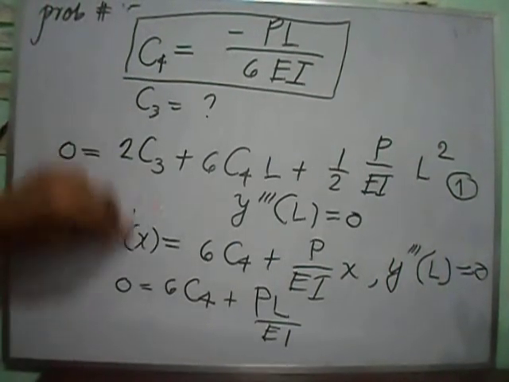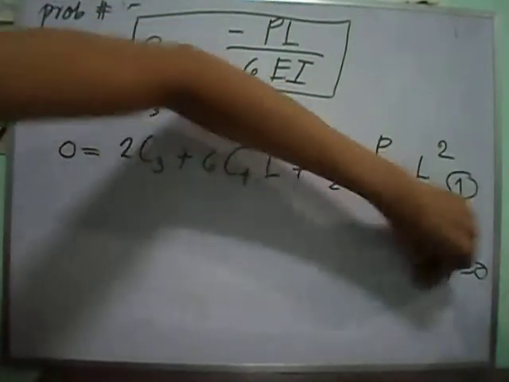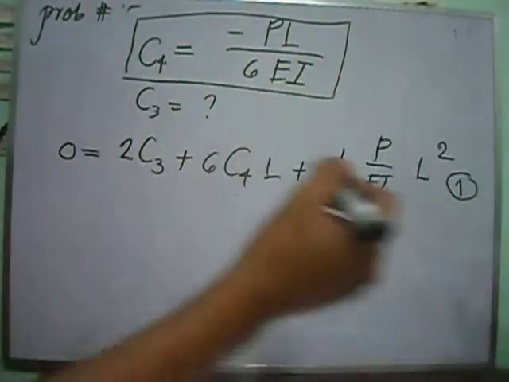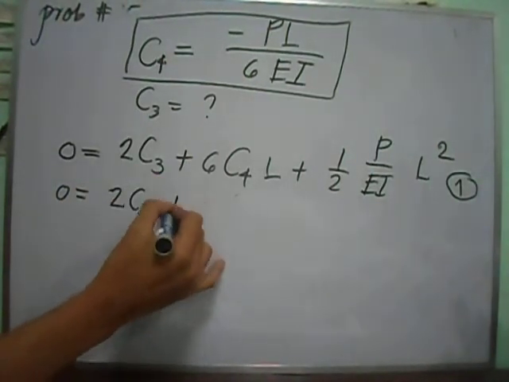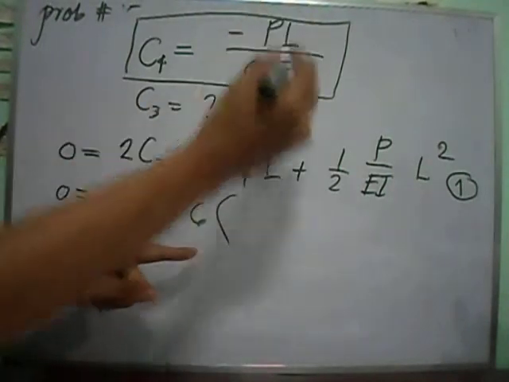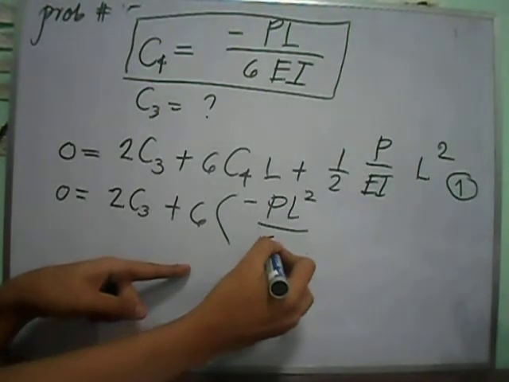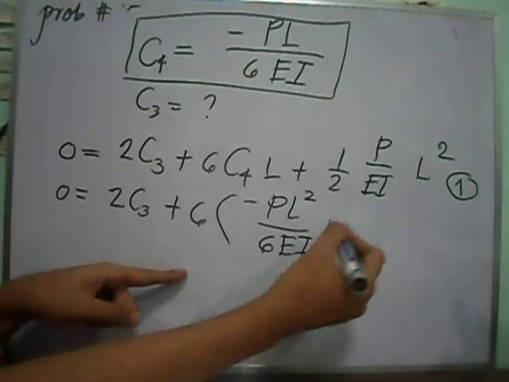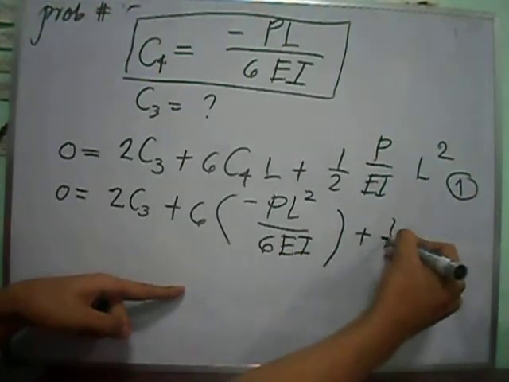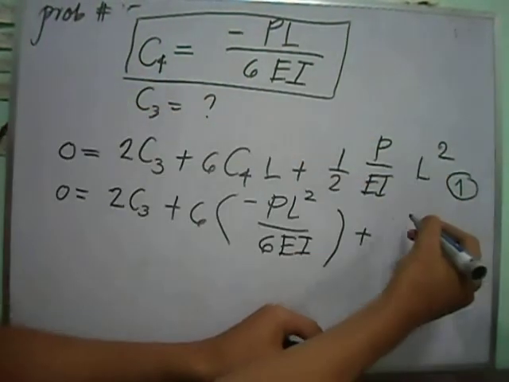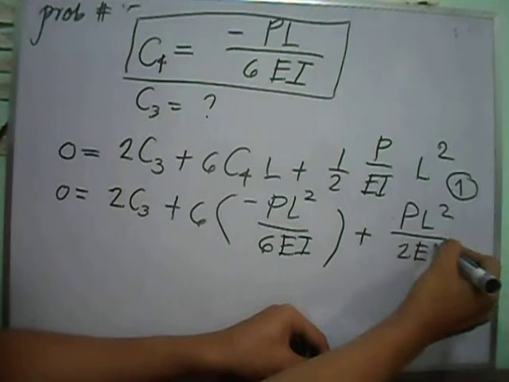Now using this formula, we get 0 equals 2C3 plus 6 times, substituting this one, negative PL squared over 6 E times I, plus 1/2 PL squared over E times I, which is just equal to 2 PL squared over 2 E times I.